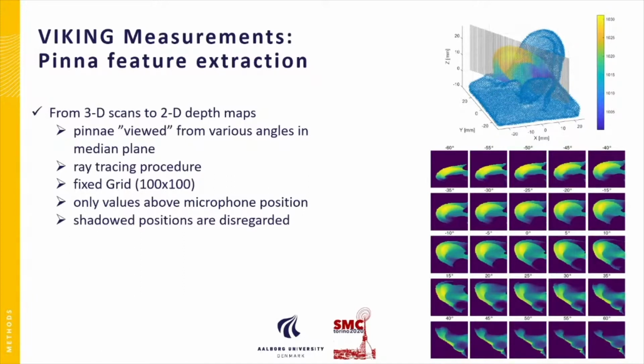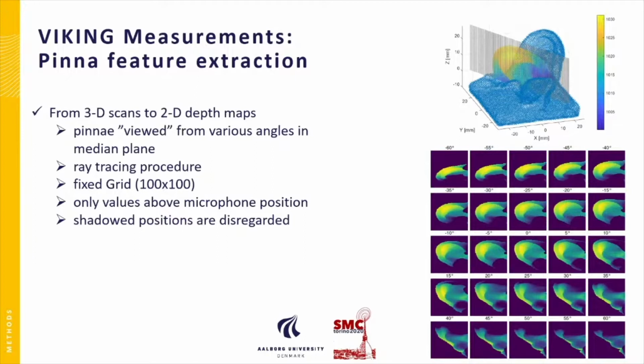What we did was basically send rays from the sound source towards a fixed grid of 100 times 100 points. This grid was chosen to be the largest grid needed to project the largest pinna at any elevation angle. Keeping this grid fixed allowed us basically to include the effects of the various sizes of the different pinnae. Only intersection values above the microphone position were considered, and also shadowed positions were disregarded.